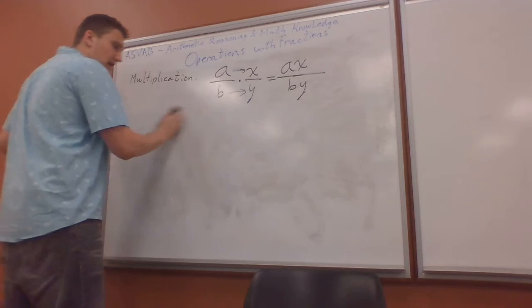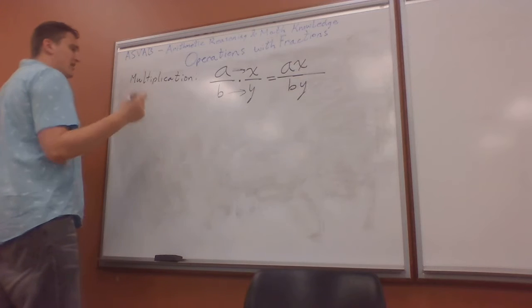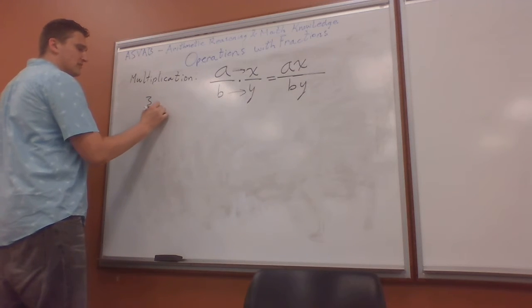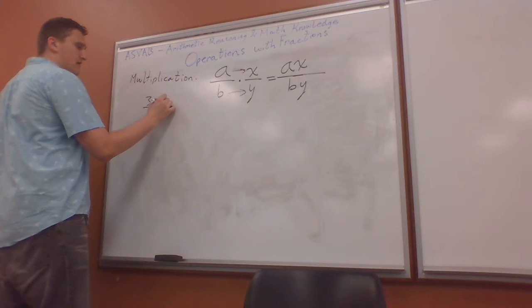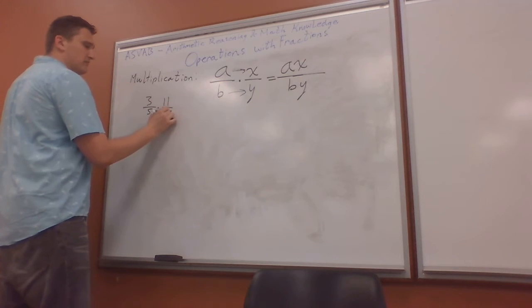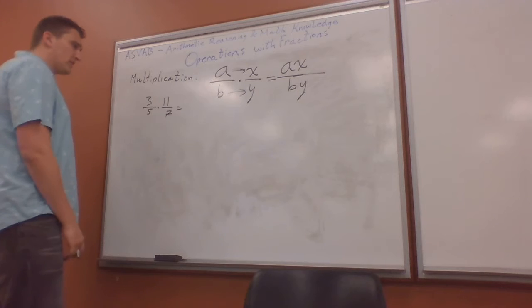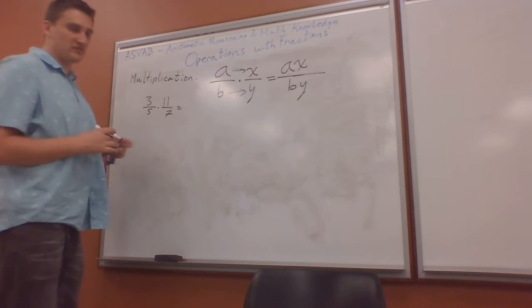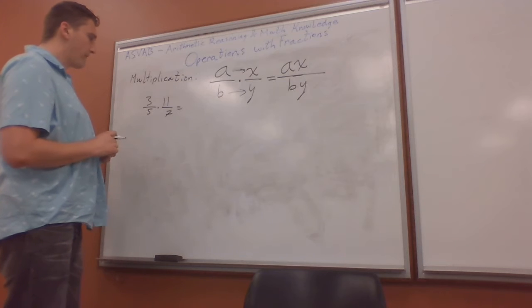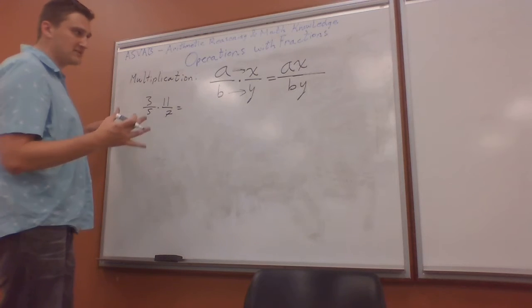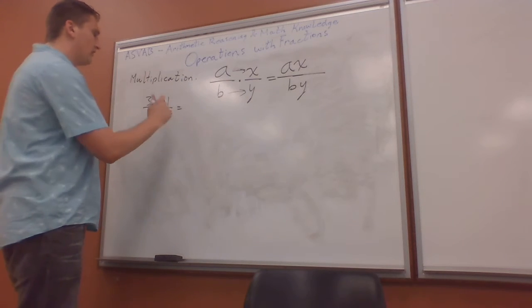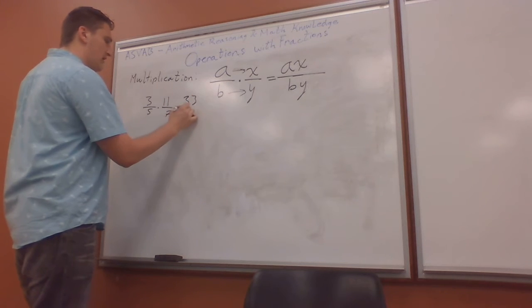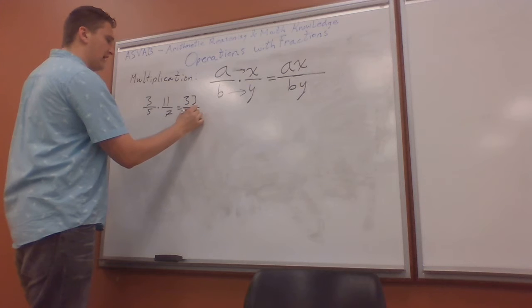But for the non-ridiculous answers, let's say we had 3/5 times 11 over 7. 3 times 11, and you can pause it for a second there. If you wanted to pause it, that was great. Hopefully you got something like 33 over 35.